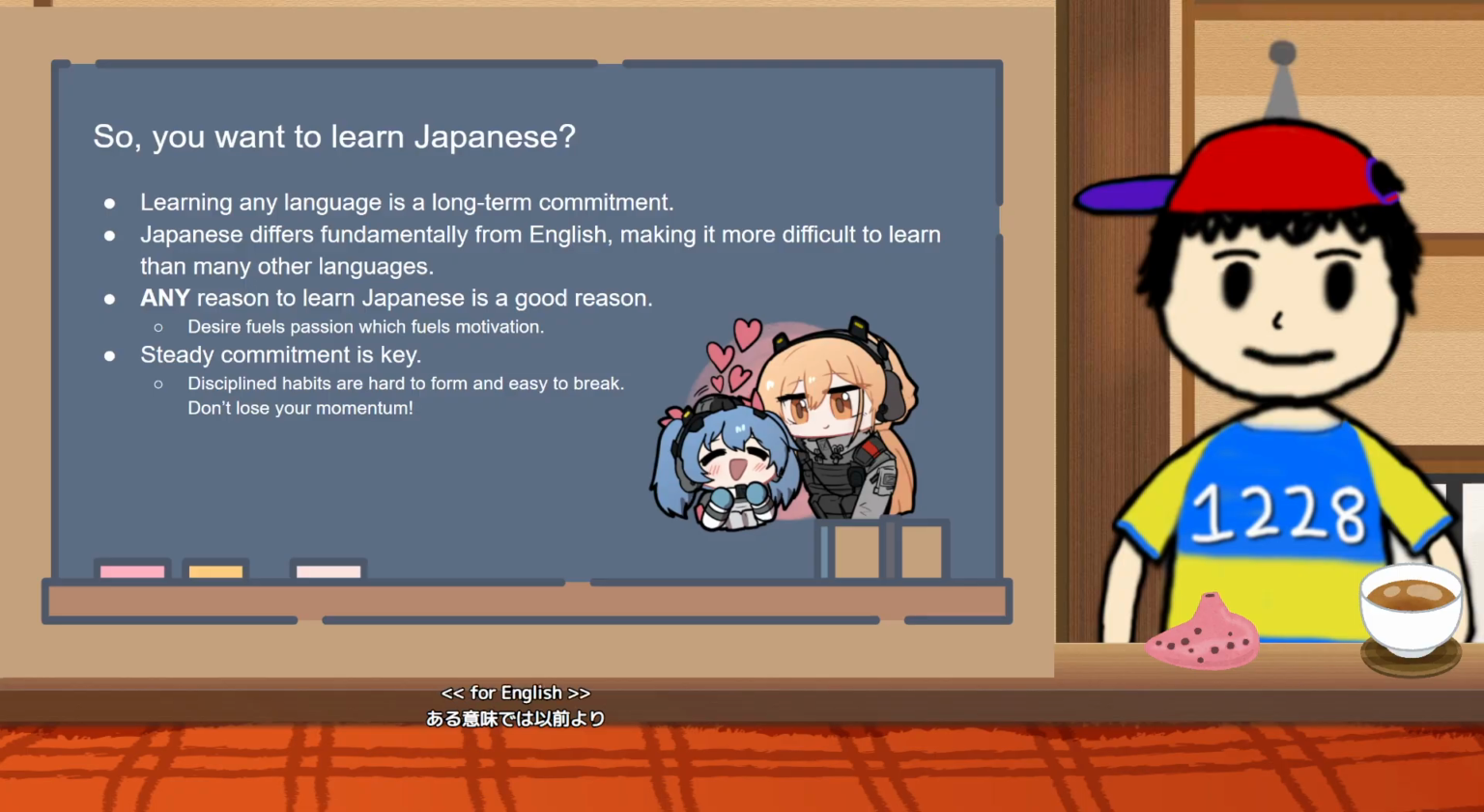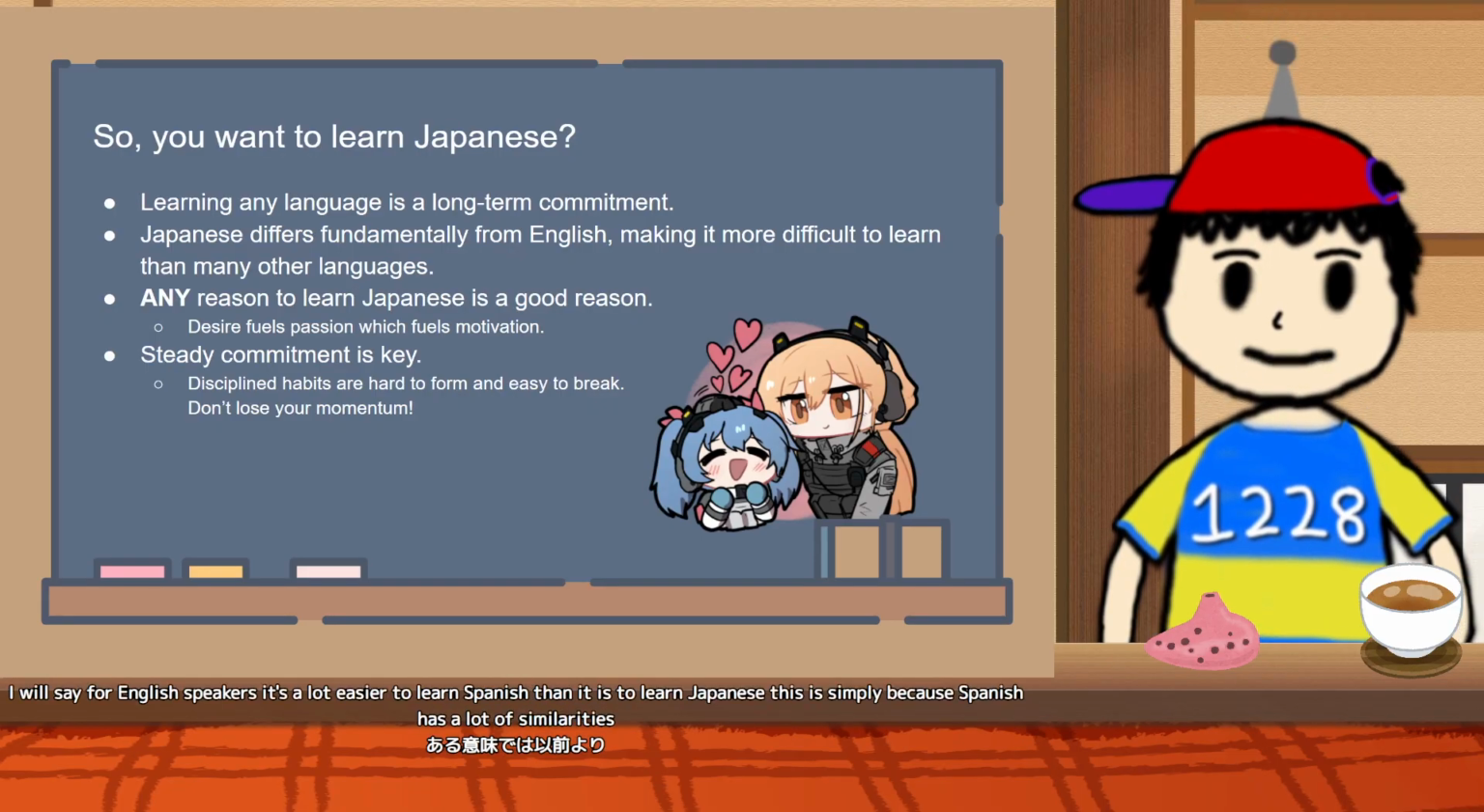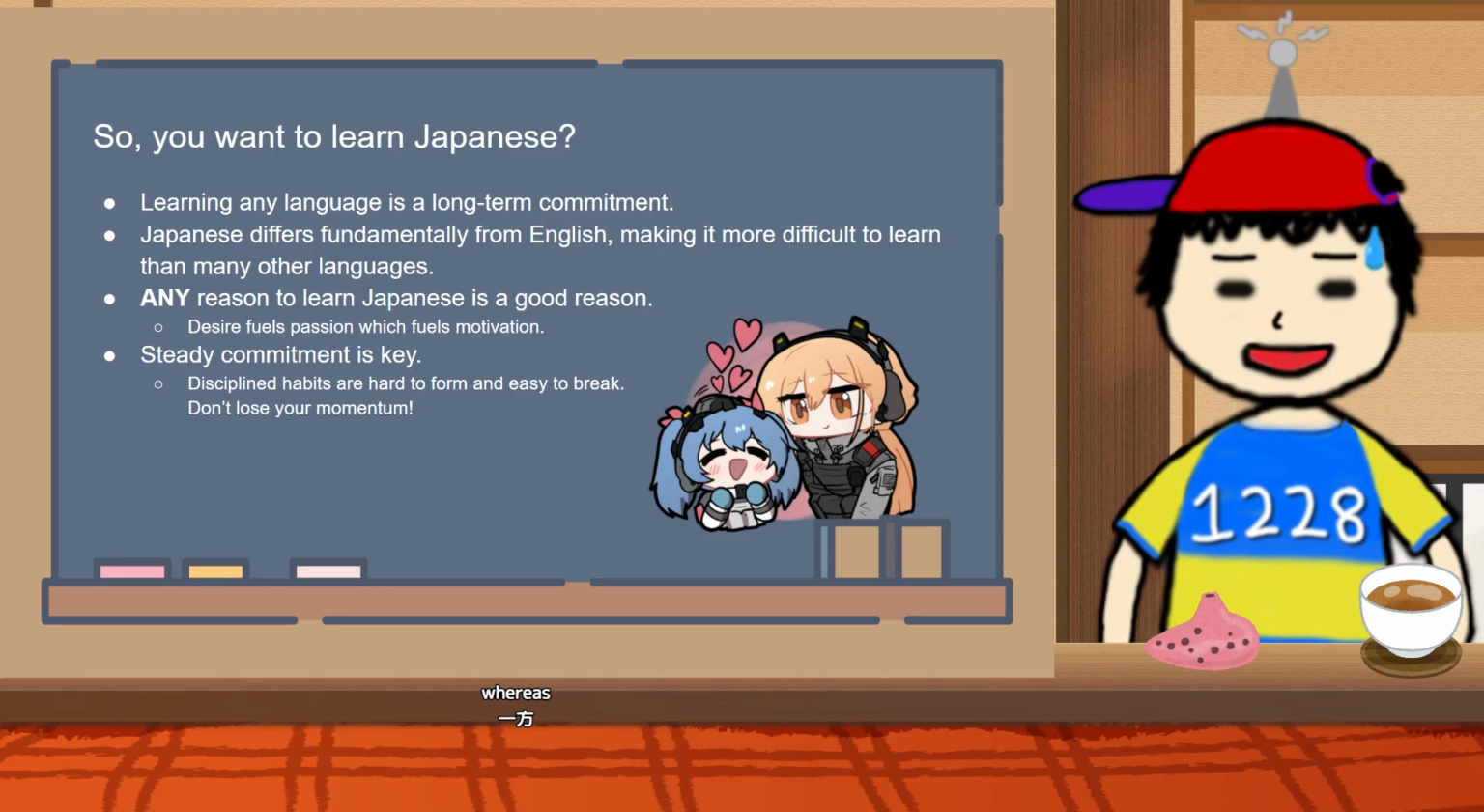I will say, for English speakers, it's a lot easier to learn Spanish than it is to learn Japanese. This is simply because Spanish has a lot of similarities to English, whereas Japanese has almost no similarities to English. The similarities are that there are nouns, verbs, adjectives, a sentence structure, and rules to be followed and many exceptions to those rules, and the similarities end there. It has been said that the difficulty of a language to learn is directly proportional to how fundamentally different that language is to your native language. And unfortunately, Japanese and English are fundamentally different, almost to the core. So you're pretty much gonna be having to start from square one.